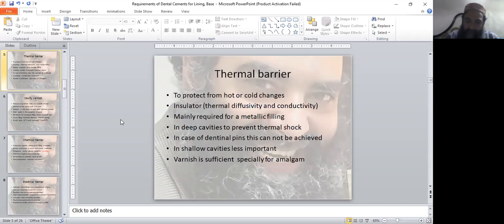Then in case of dentinal pins, as I have shown you, this cannot be achieved. In shallow cavities, less important.